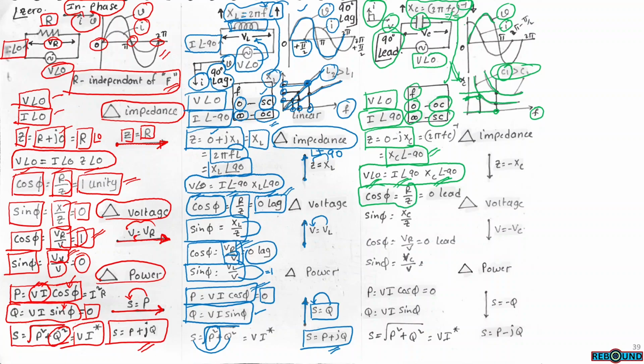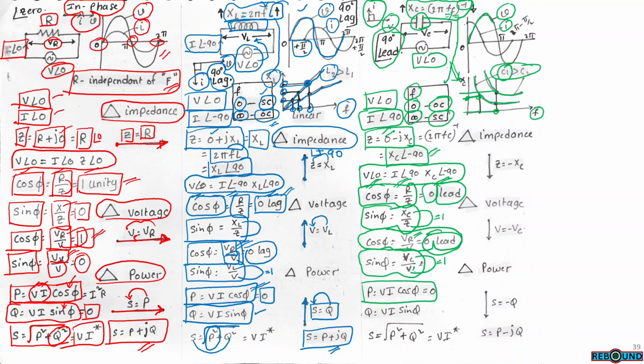So power factor cos phi equals R by Z. Here the R term is 0, so this term will be 0. Sin phi equals XC by Z. Here XC will be equal to Z, so this value is approximately 1. And cos phi in terms of voltages: here there is no resistor, so VR will be 0, this term will be 0. Sin phi equals VC by V. VC will be equal to Vs, the supply voltage, so this is equal to 1.